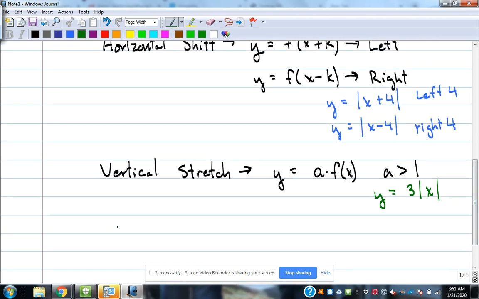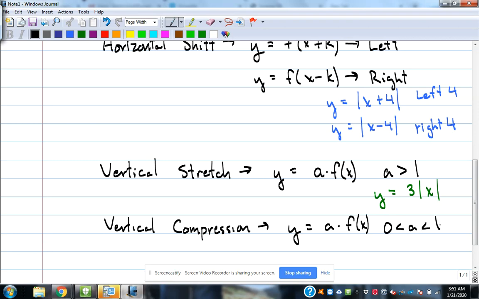Now, there's a thing called a vertical compression. It looks the same. You got a number multiplied on the outside. The difference is the size of that number. To be a vertical compression, you have to be multiplying by something that's between 0 and 1. What kind of numbers are between 0 and 1? Fractions, small fractions in fact, like 3/4, 1/2.